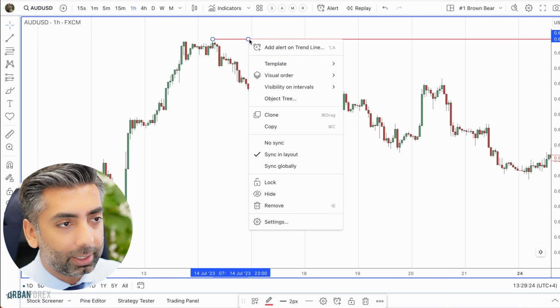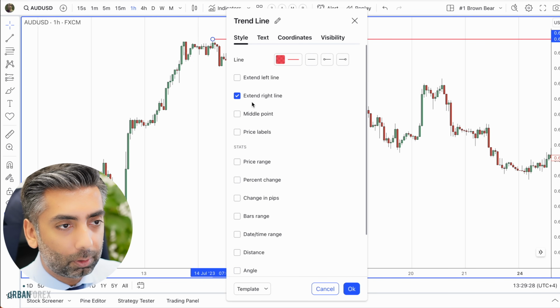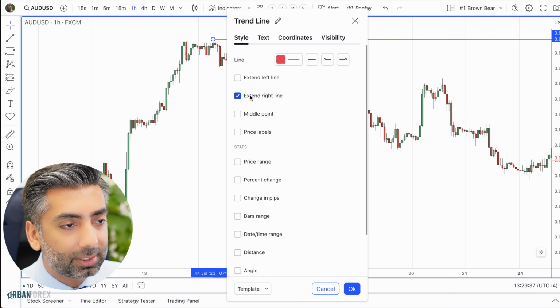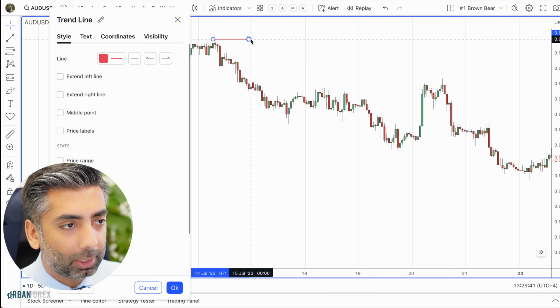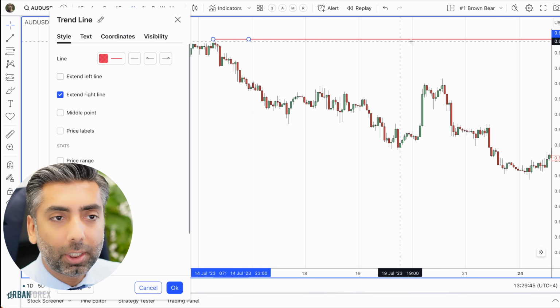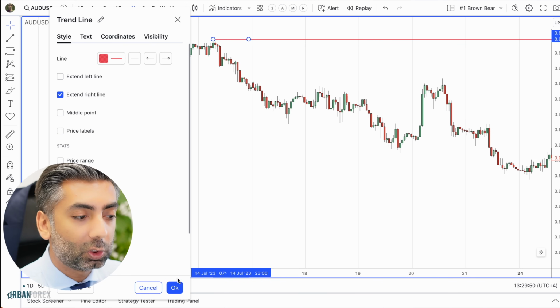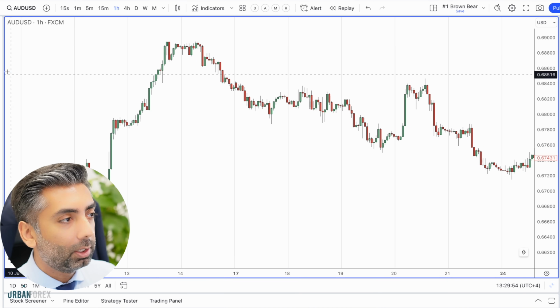I'm going to right click it, go to settings. And one thing that I like to do with the style, I'd like to have the extend right line option on. What that does is, you see here, that's where I drew it until, but if I turn this on, it projects it into the future. This helps me with knowing where my trend lines can respond from. Okay, now let's take a look at this.